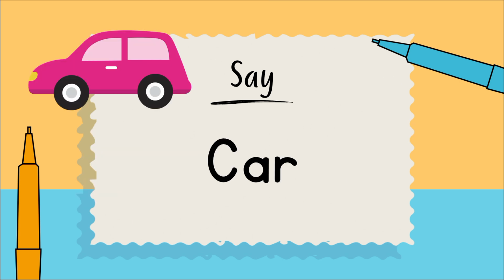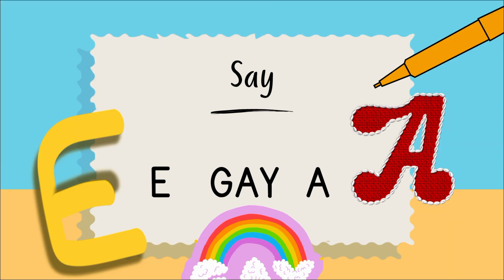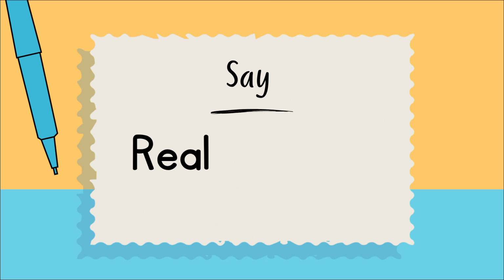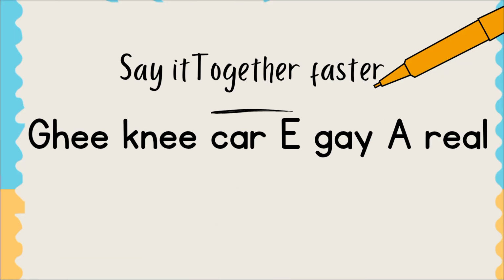This is a ka. This is a letter E and G and letter A. E, K, A. And this is real. So let's say it together faster.